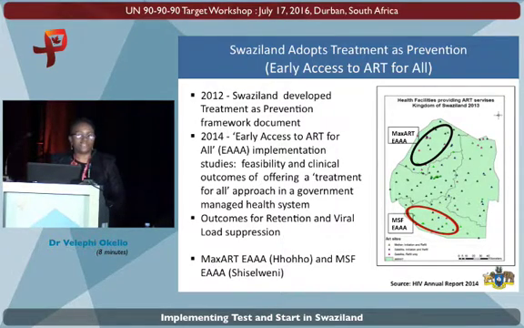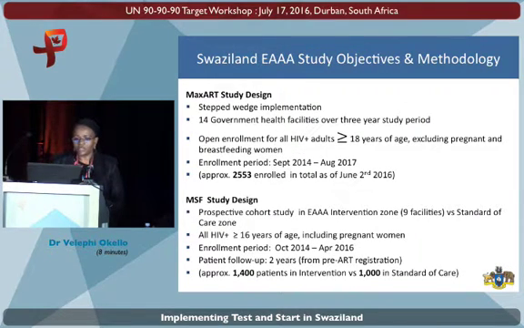So basically, we're looking at feasibility, acceptability, and clinical outcomes of implementing test and start in government facilities where there are no other added resources, and implementing services like any other facility in the country. The two studies were not quite similar: the MaxART study design was stepwise implementation, and the MSF study was a prospective cohort study that enrolled all people who were coming in, and then compared standard of care to implementation or intervention sites.